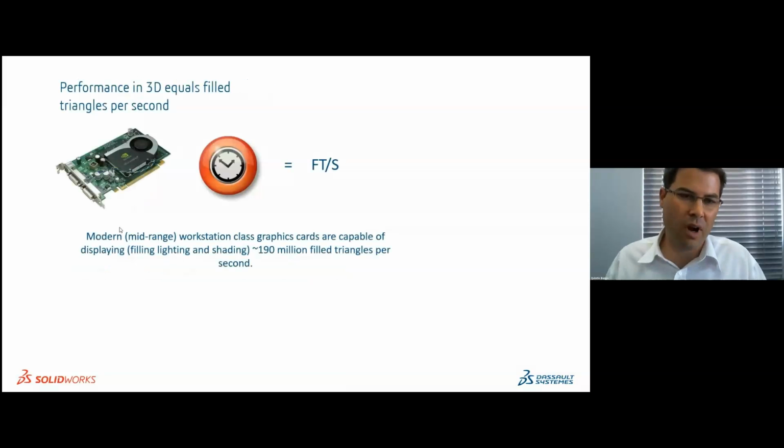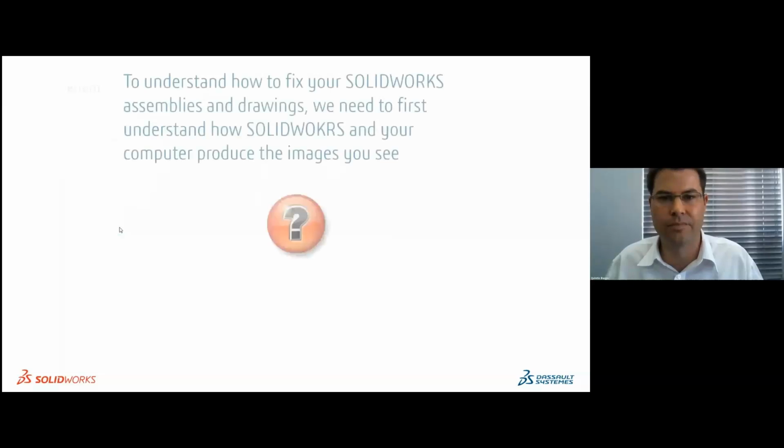But then moving to the graphics card, this is an NVIDIA Quadro, about a K2000, K2200. It's a normal mid-range engineering graphics card, and this works a little bit differently. These are capable of displaying filled triangles per second, because remember that SolidWorks works with tessellated information, which I'm going to show you now: little triangles. So remember the 190 million filled triangles per second. That's when you're rotating things around. That's what it's capable of doing, 190 million.